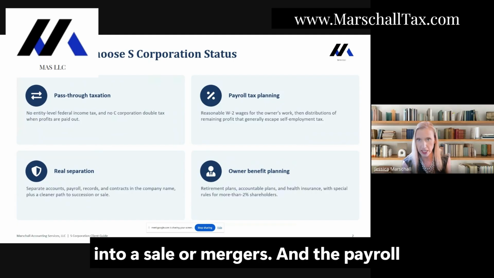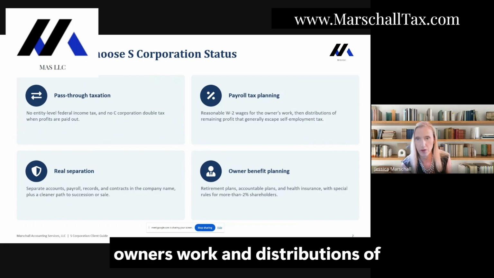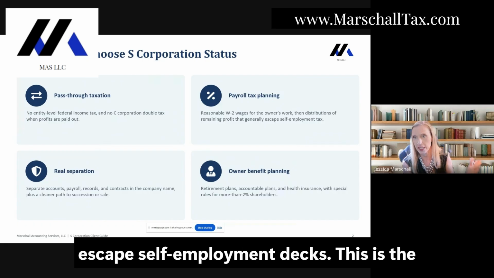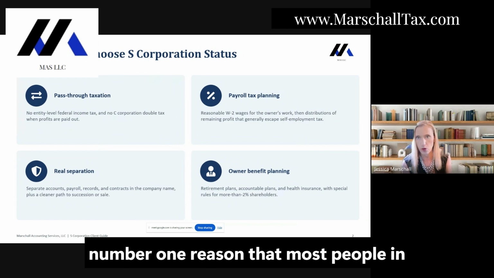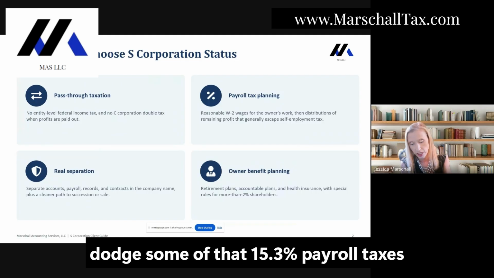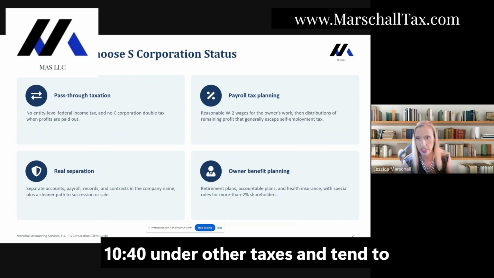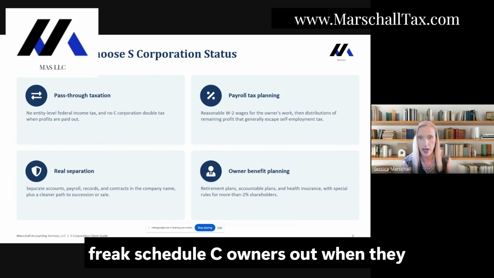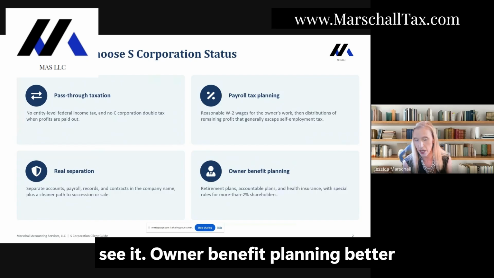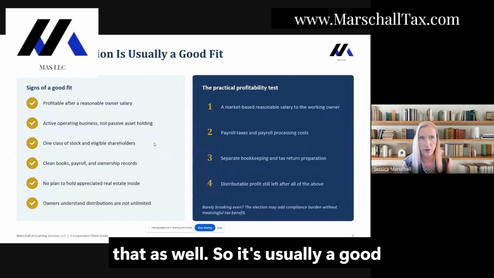And the payroll tax planning is for W-2 wages for owners' work and distributions of remaining profit that generally can escape self-employment tax. This is the number one reason that most people in our experience make the S election, is to dodge some of that 15.3% payroll taxes that aggregate on page 2 of the 1040 under other taxes and tend to freak Schedule C owners out when they see it. Owner benefit planning: better choices for retirement, accountable plans, health insurance. We get into some of those special elections and special rules for that as well.